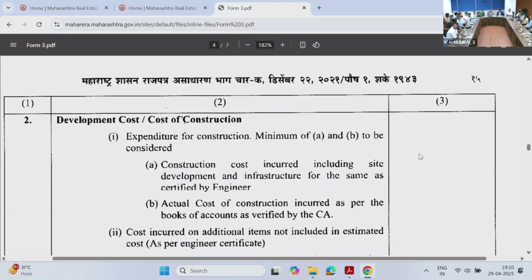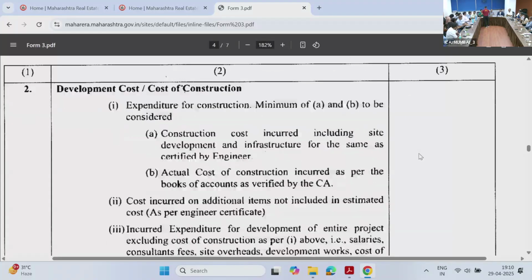Suppose the engineer is giving 100 rupees and we have incurred 102 rupees. A and B figure is this, and then whichever is lower. What is the lower figure? 100. And then 100 rupees will be considered for the withdrawal purpose in this format. Consider vice versa. If our cost is 90 rupees, engineer cost is 100 rupees, then what cost will be considered? 90. This is the thing which you should take care of.